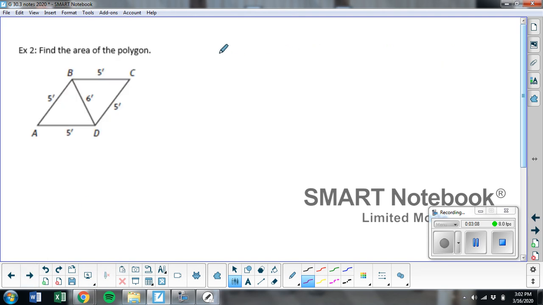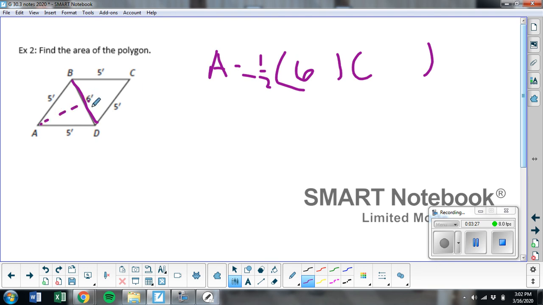Number 2, we have another rhombus, so it's going to be area equals 1/2 diagonal 1 times diagonal 2. Your diagonal is given right here, that's 6. We don't know our other diagonal, but it's going to be right here, and the other part will be there. Let's figure out just this part first, and then we'll double it.